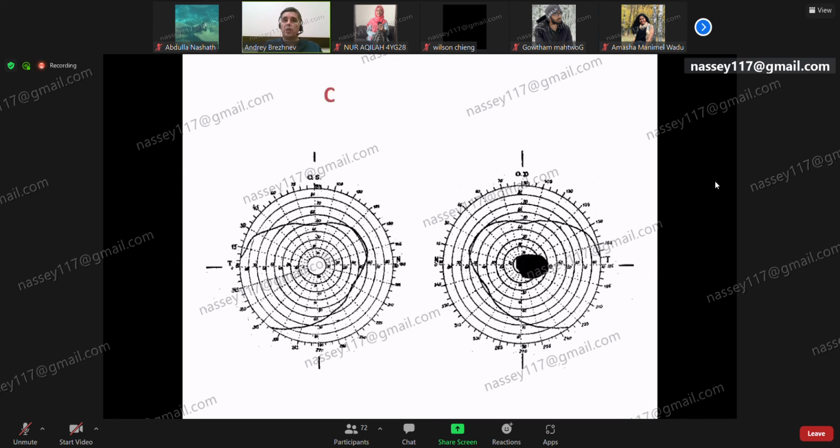The next type of scotoma, the so-called centrocecal scotoma. Cecum, a Latin word, means blind, so blind spot.